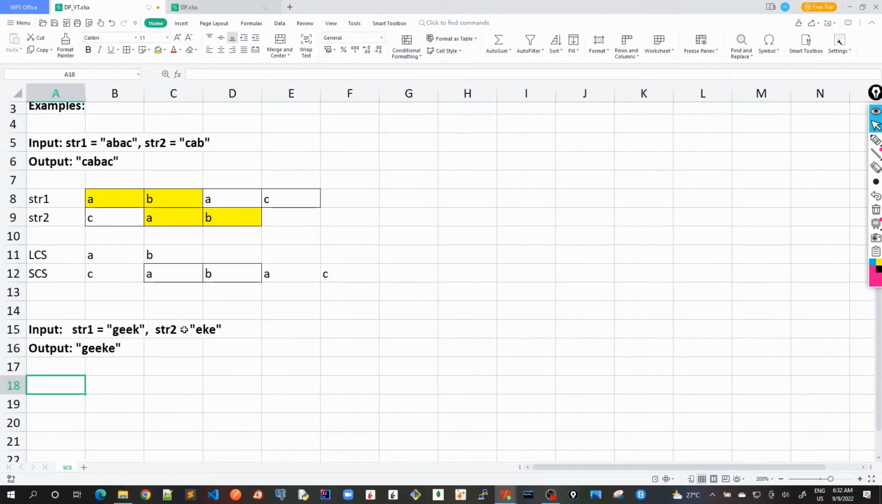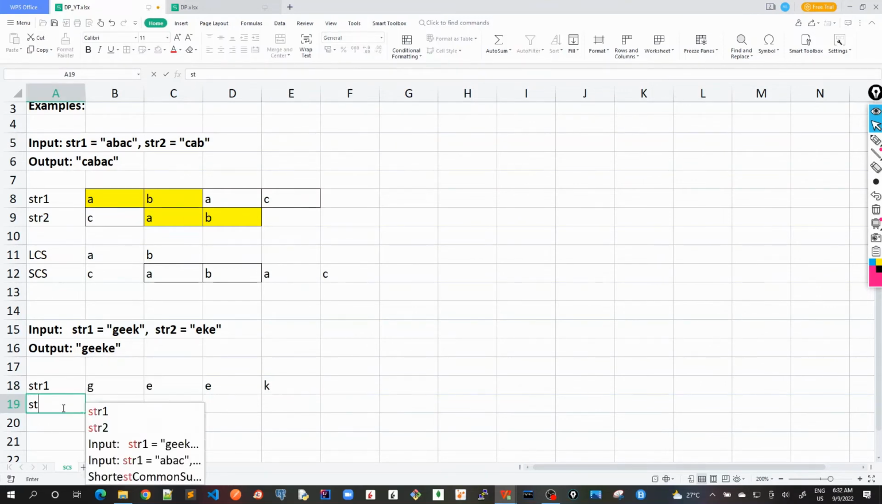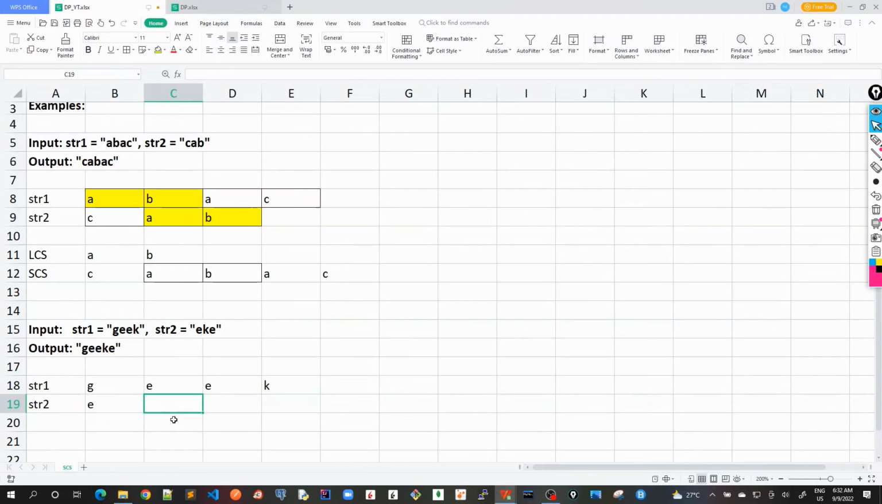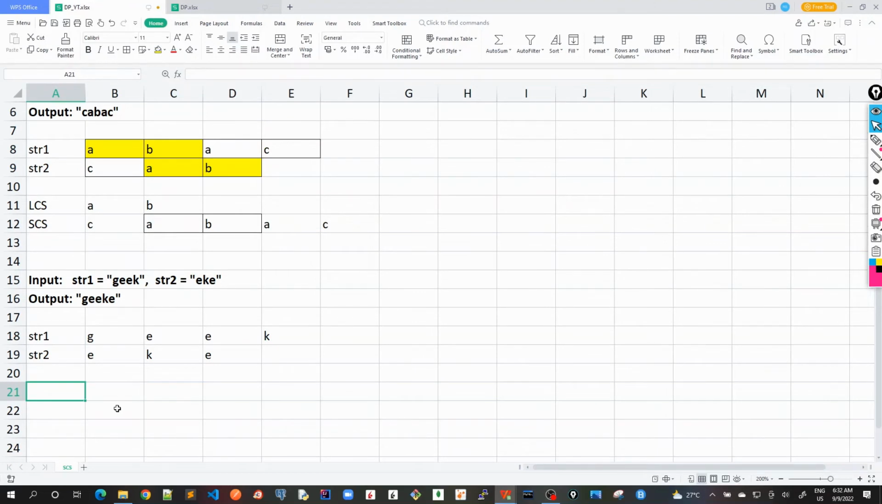Now let's try to solve the second example that we've seen using the same approach. So str1 is G, E, E, K, and str2 is E, K, E. Now let's again find the longest common subsequence between these two strings. So we can see that in G, E, E, K and E, K, E, I can see that E and K, and here in E, K, these are the common subsequence, right? So let me highlight this, just to make it very clear.